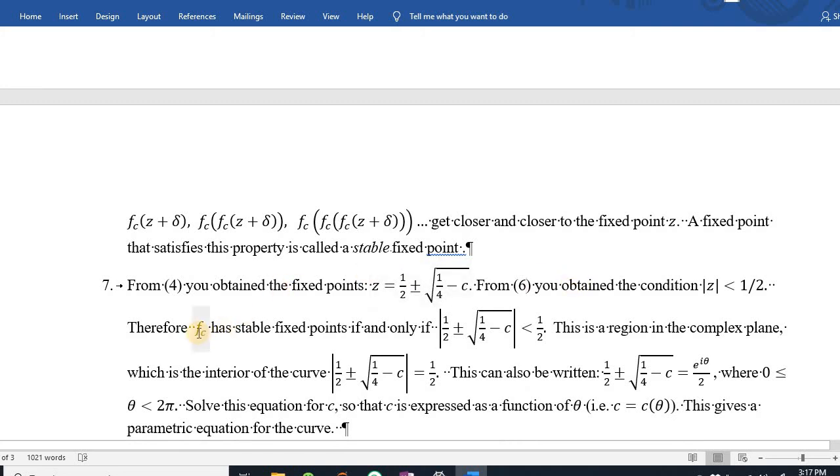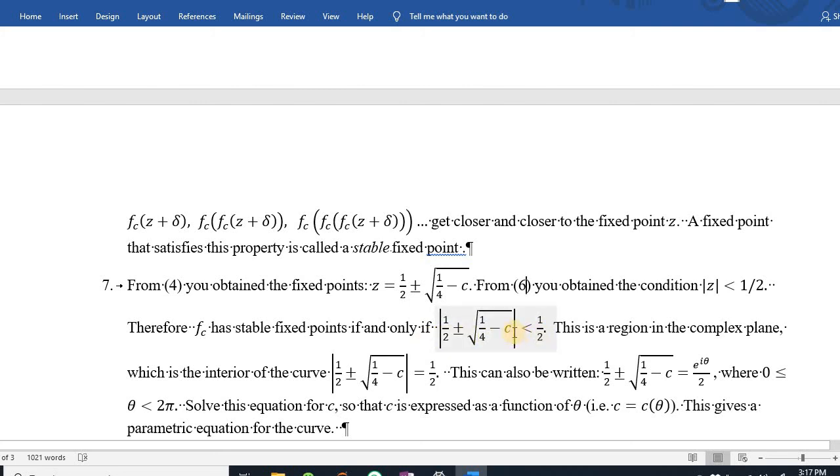Okay, so that means that as long as the absolute value of z is less than 1/2, then the fixed point at z will be a stable fixed point. But the fixed point depends on c in this manner. Okay, so we plug in this value for z, and we get this result. So the fixed point for the point c is stable if and only if this result happens.